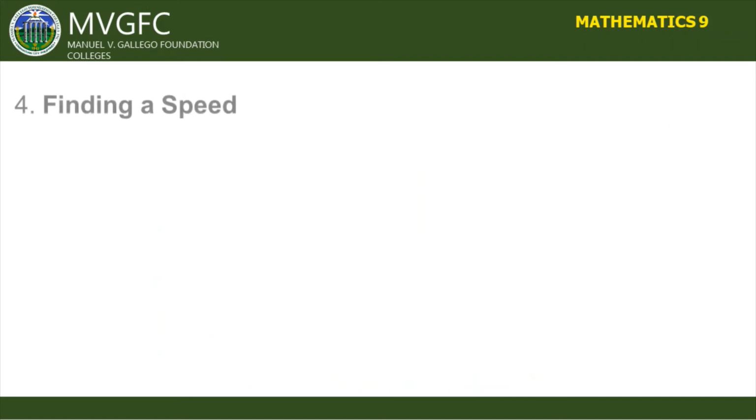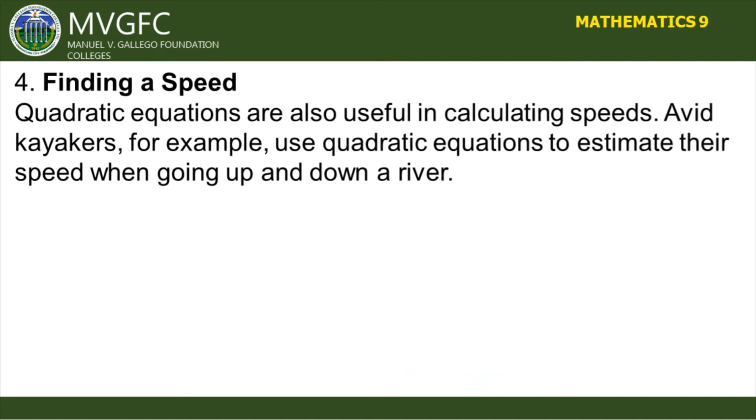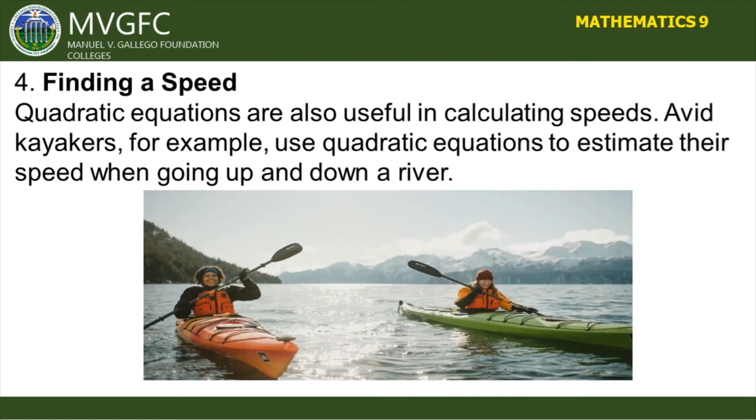For number 4, finding a speed. Wow! Quadratic equations are also useful in calculating speeds. Avid kayakers, for example, use quadratic equations to estimate their speed when going up and down a river.